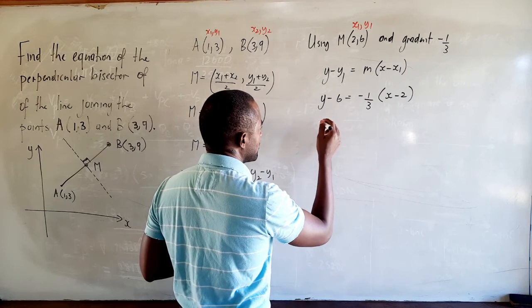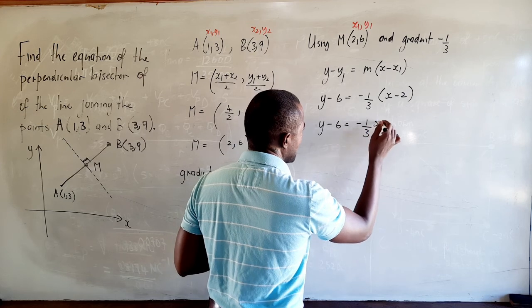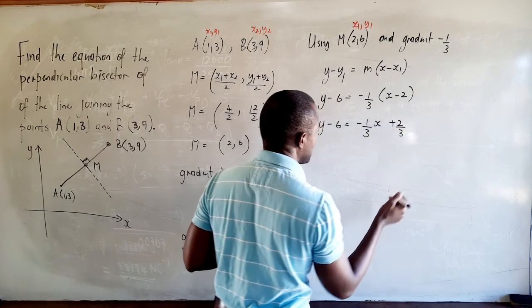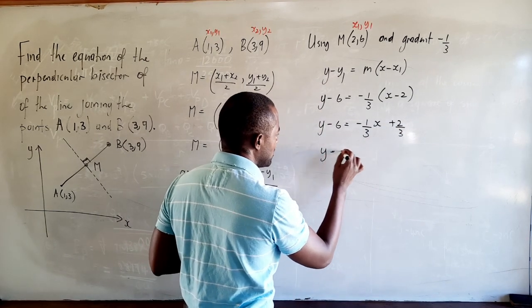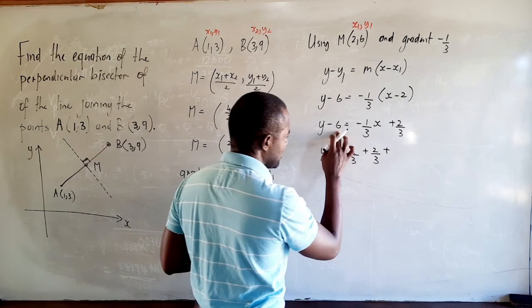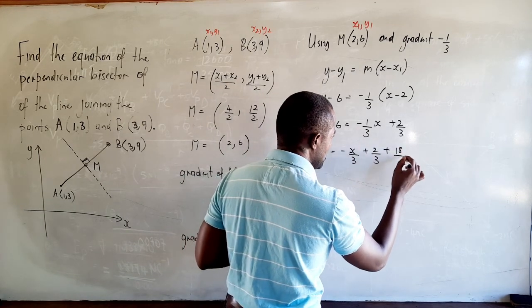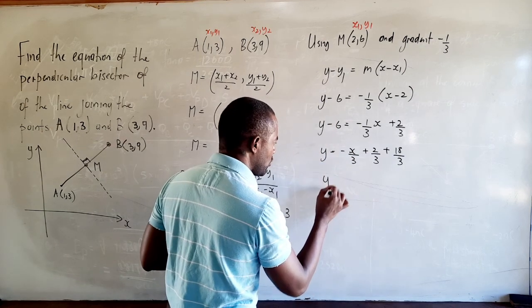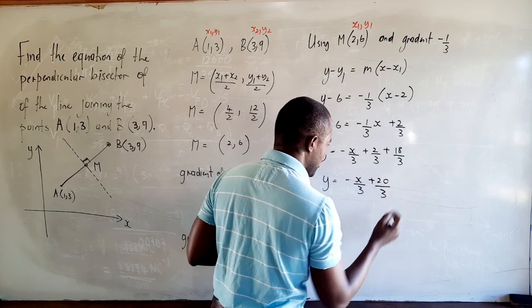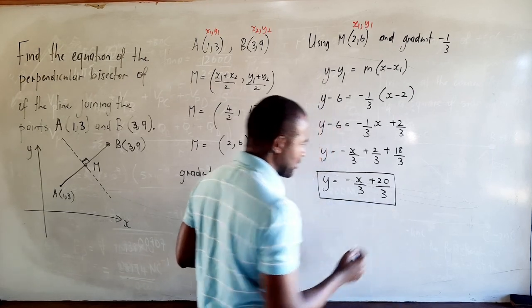We get that y minus 6 is equal to -1/3 x. Then we have -1/3 times -2, that gives us plus 2/3. And so therefore this becomes y equals -x/3 plus 2/3 plus 6. 6 of course is the same thing as 18/3. And so this gives us y is equal to -x/3 plus 20/3. And this of course is the equation of the perpendicular bisector of AB.